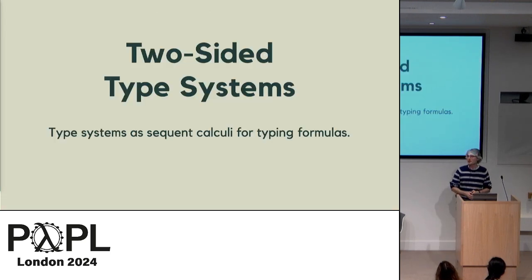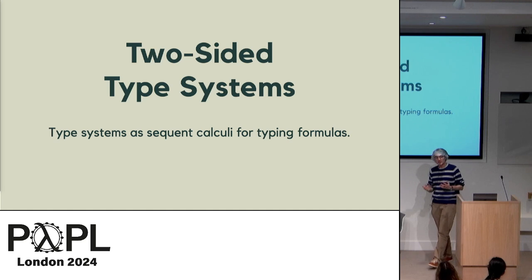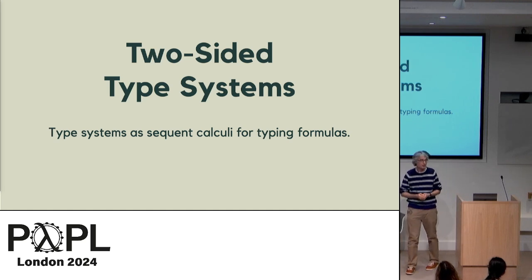So here our key idea is really to understand type systems in a different way, to understand type systems as sequent calculi, where the only formulas are these typing formulas. And like most sequent calculi, there are rules for justifying formulas, and they can be categorized as either being left rules or right rules, depending on where the formula occurs compared to the turnstile.